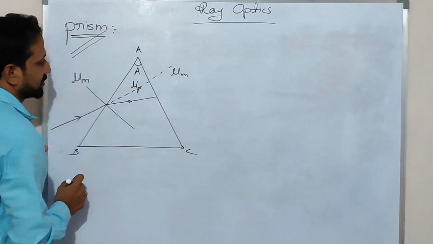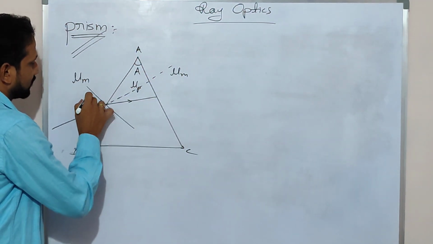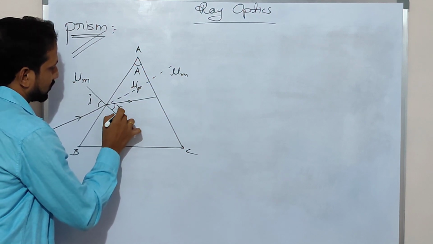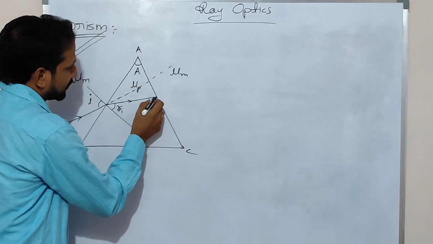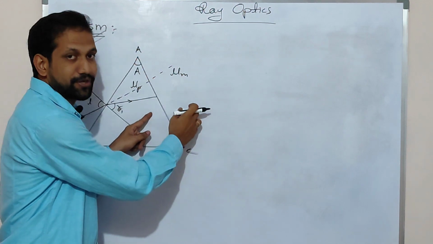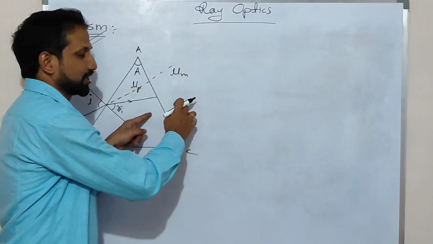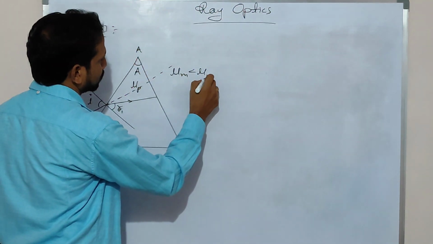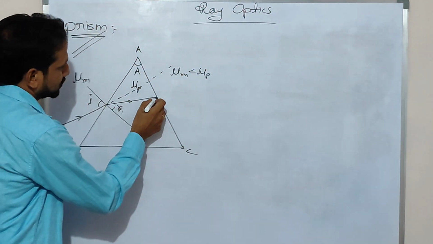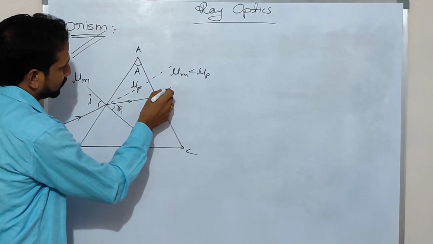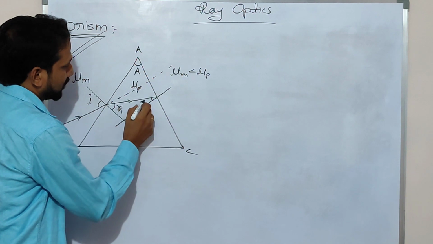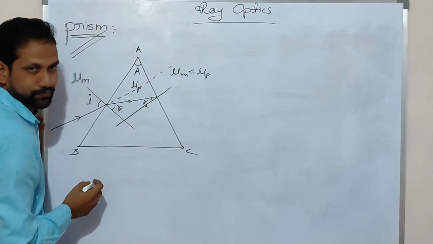It is deviated, and this is the angle of incidence, and this is the angle of refraction, small r1. Here it will be incident from prism to medium, going from denser to rarer. Here mu p is greater than mu m. Here it is incident, so here also you should draw the normal. I have drawn it here, and this is the angle of incidence r2.